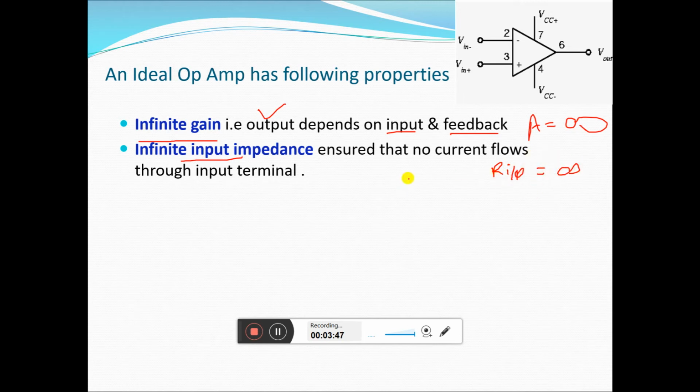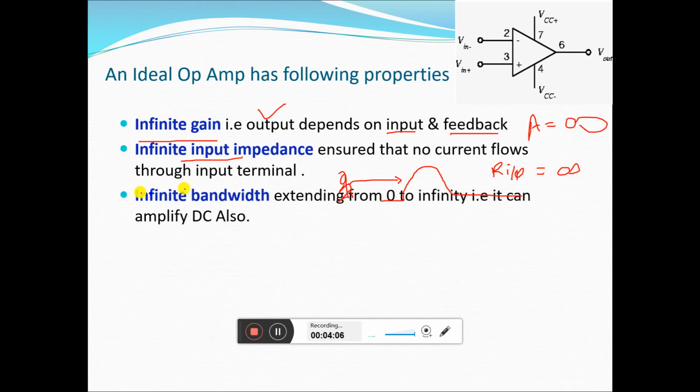If the input impedance is infinite, then the vehicle, which is run by the person, is moving slowly. That means a large amount of signal can be applied without damaging our op-amp. The next property is that the bandwidth is infinite. Bandwidth is the range from the lower limit to the upper limit of frequency. This is the F2 frequency and this is the F1 frequency, and the bandwidth BW is infinite. So in this case, we can also amplify the DC signal.